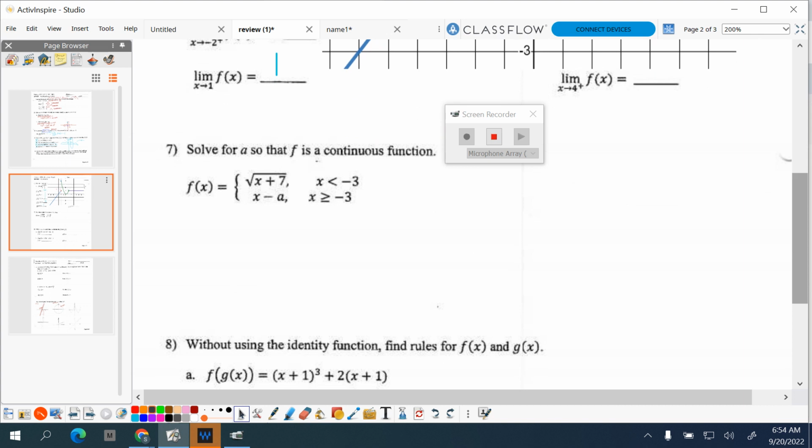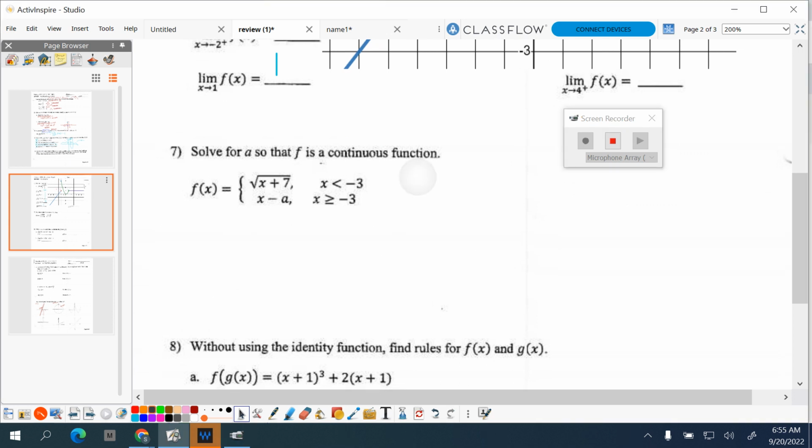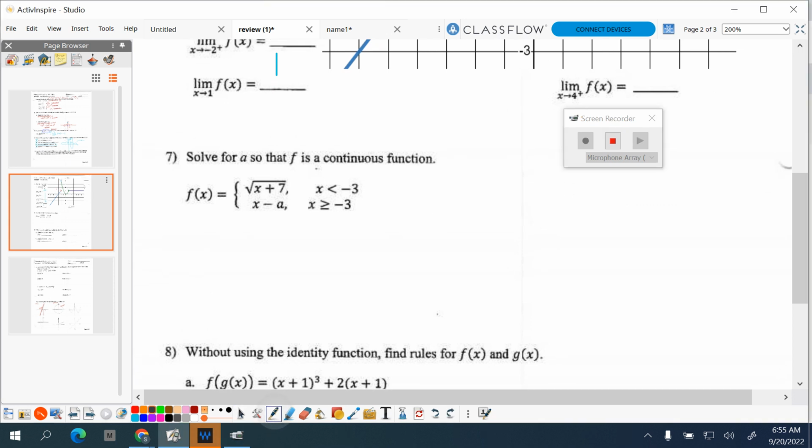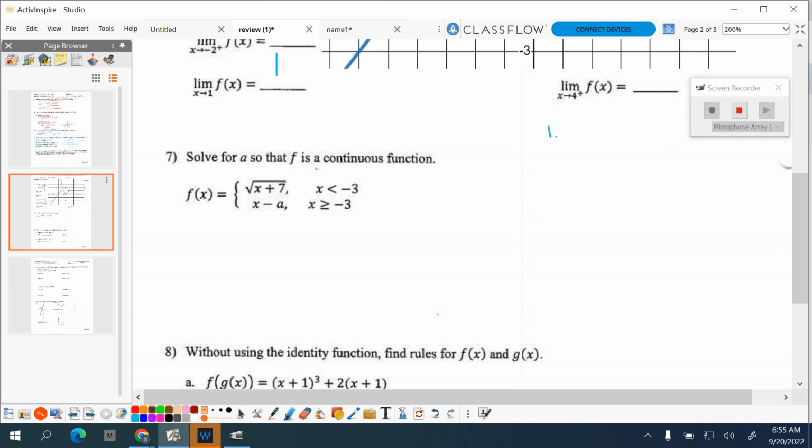All right. So this is solve for a so that f is a continuous function. I'm going to set this up here. When I do this, my rules are: 1, set the equations equal to each other. 2, identify x. 3, evaluate with x. 4, solve for a.